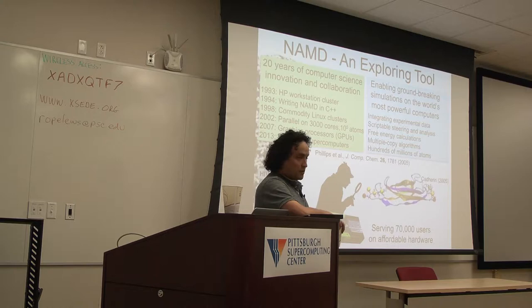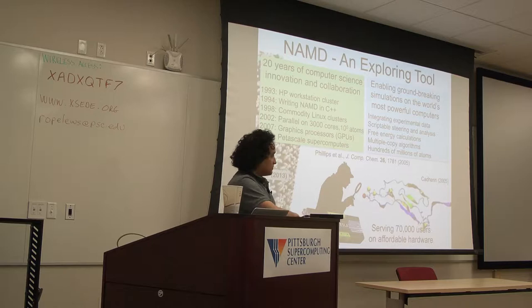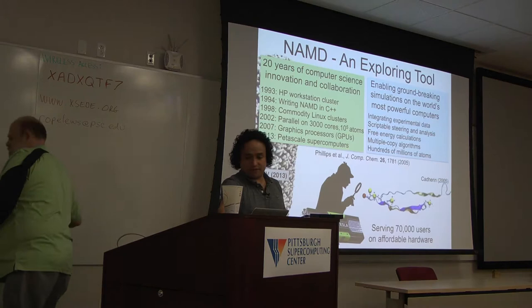So now we're going to talk about NAMD. This is obviously an introduction to NAMD. First, you want to know NAMD has been under development for 20 years. It started as a small grad student project in Klaus's lab, and it's come all the way to being used in every major petascale supercomputer in the US. The main citation for NAMD, or the current citation, is Phillips et al. in JCC.